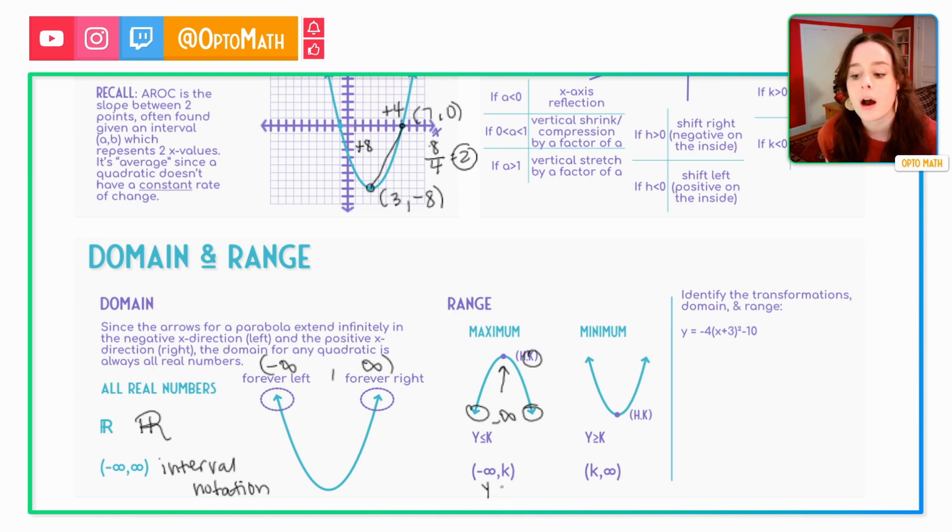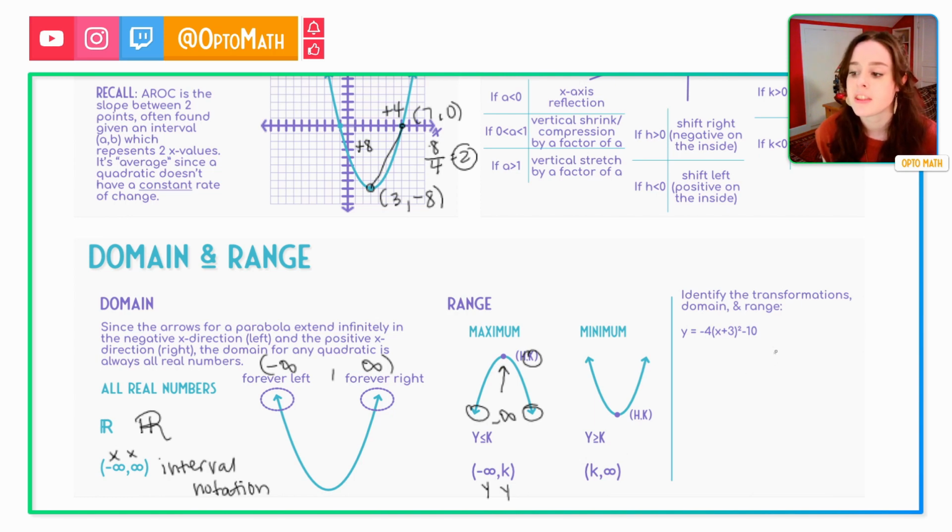So that's what your negative infinity to k is. And remember, this is a y, where this was an x. The reason it changed is because domain is for x's and range is for y's. If you have a minimum, it's going to be the other way around. You're going to be getting bigger and bigger y's, so you're going to have y is greater than or equal to that k value, again, which is the y coordinate of your vertex. And so you're going to start at that k, and then you're going to keep getting bigger, so it's k to infinity.